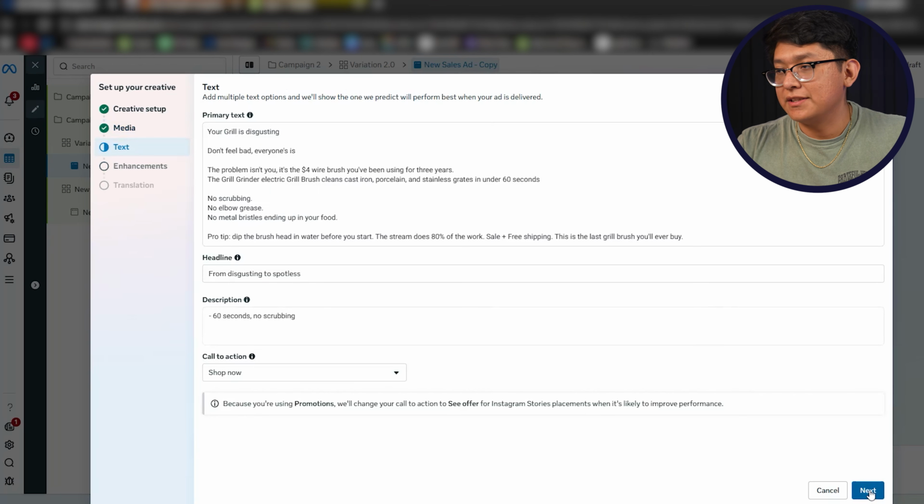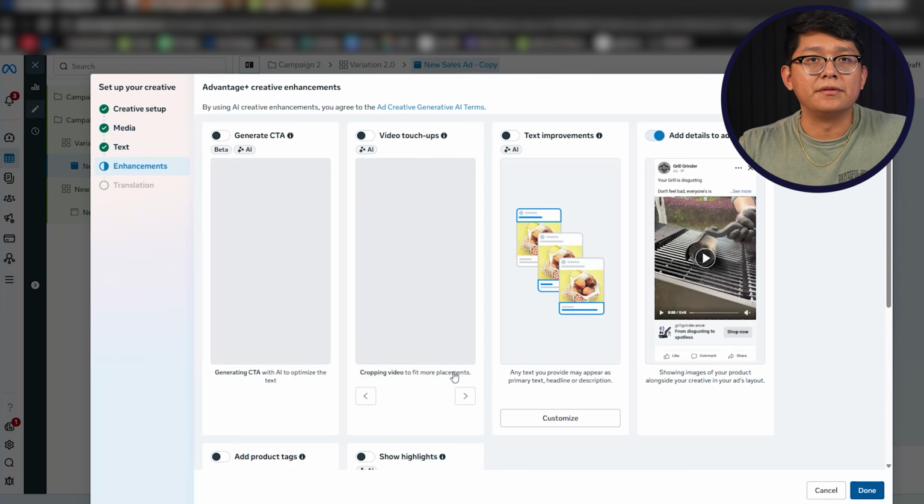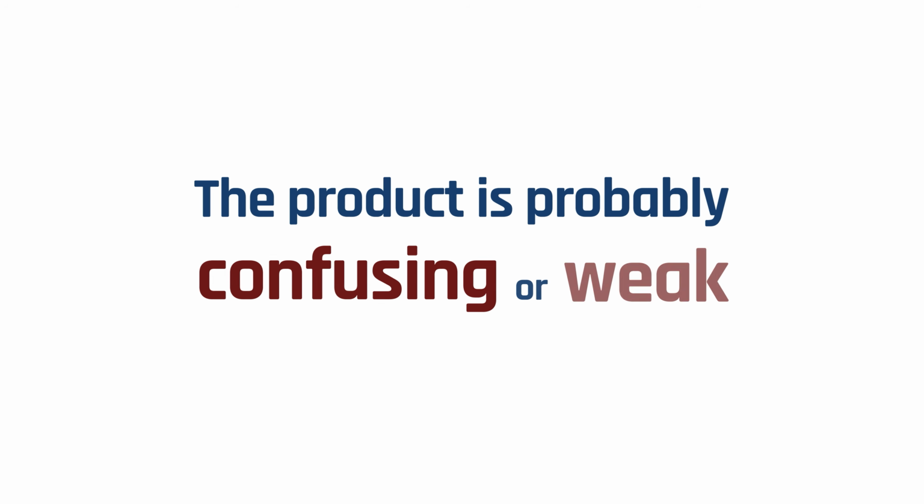Now, the fixes themselves are usually straightforward. If the ad is broken, new hooks, new angles, new creative concepts. And if a product spends around 100 to 150 with no real signal, I'm killing it. If add to cart rate is weak, I'm immediately looking at the store clarity, the headline, the visuals, the trust, the product explanation overall. Because if customers are clicking but not adding to their cart, the product is probably confusing or weak.